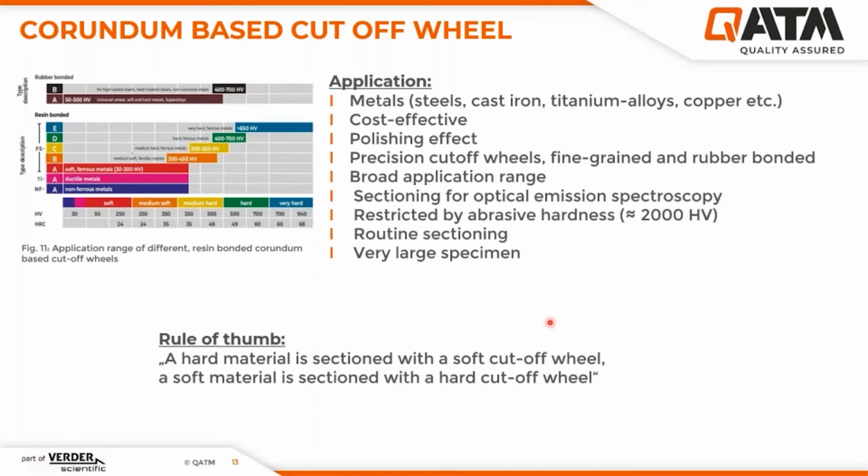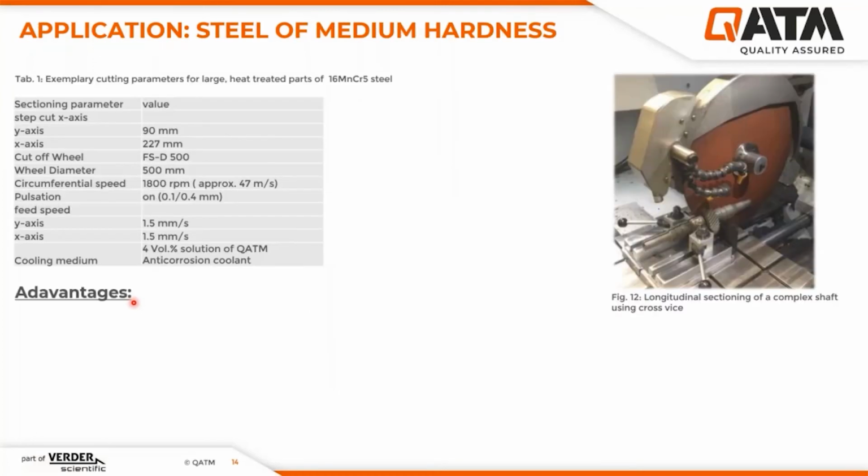As a general rule of thumb for selecting your cutoff wheel for a certain material, you can say a hard material is sectioned with a cutoff wheel that has a soft binder face and hence quite high wear, while a soft material is sectioned with a harder cutoff wheel which has a hard binder face where the breakout of the abrasive takes place slower. And with this, we have already reached the main focal point of this presentation. I would like to talk about applications.